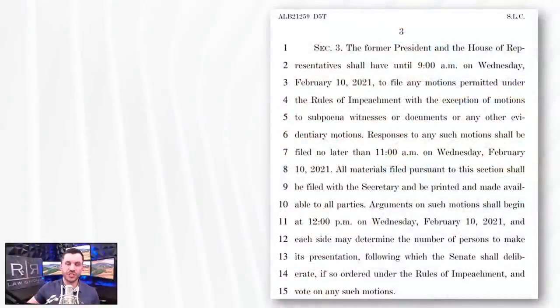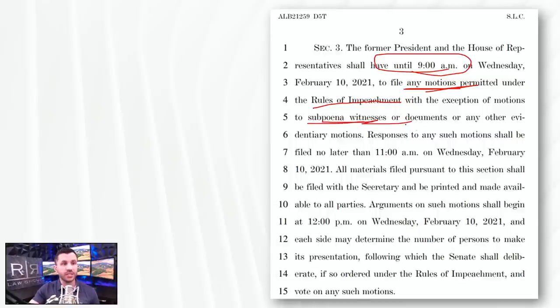And then what do the rules say about tomorrow? Before we change gears, the former president and the House of Representatives shall have until 9 a.m. on Wednesday to file any motions permitted under the rules of impeachment, with the exception of motions to subpoena witnesses. So no witnesses are coming in tomorrow, or documents or any other evidentiary motions. So I'm not sure what they're going to be filing, but they're filing stuff as long as it's not subpoena witnesses or documents or any other evidentiary motions.